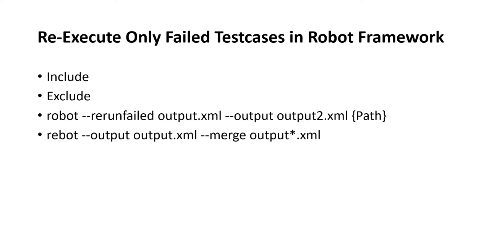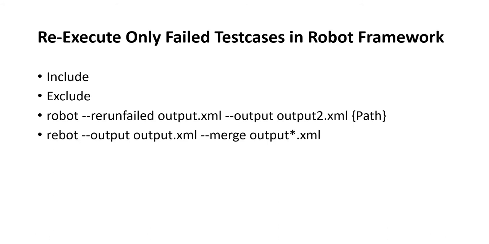Hi everyone, in this video we will cover how we can execute only the failed test cases in Robot Framework. Suppose we have 10 test cases and out of that 6 pass and 4 fail, and in the next run we only want to execute the 4 failed test cases and then merge their result with the earlier report. Then how can we do that? That we will cover in this video.